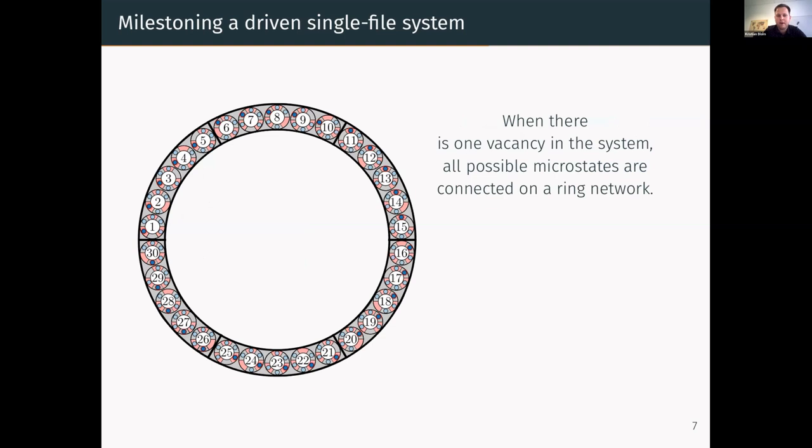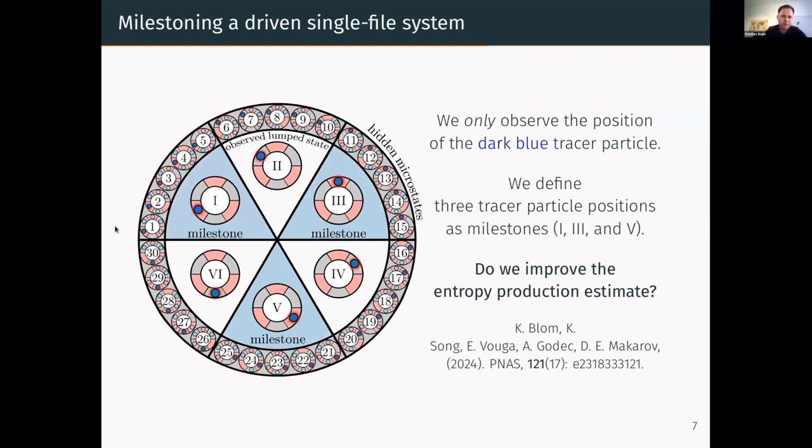But now, as I said, we have a tracer particle, and the idea is that we can only observe the dark blue tracer particle. So that means that certain microstates, for example, the first 5, are grouped into the same lump, and the next 5 are grouped into the same lump, etc. So in total, we've got 6 lumped positions. And now we call some of them the milestones. In this case, I call lump position 1, 3, and 5 milestones. And now the question at hand again is, do we improve the entropy production estimates by milestoning?